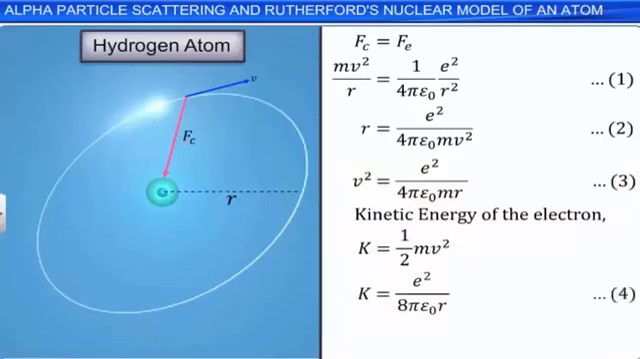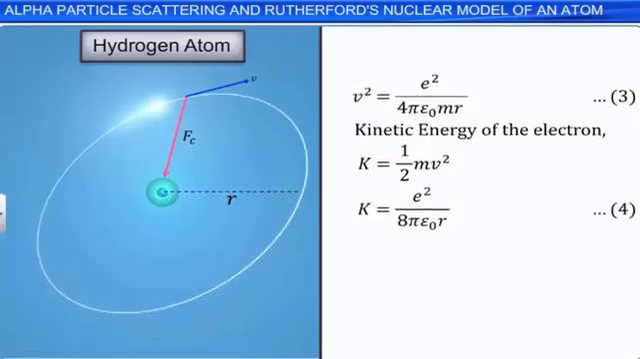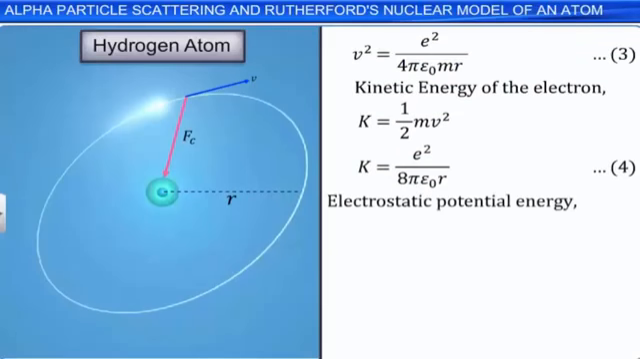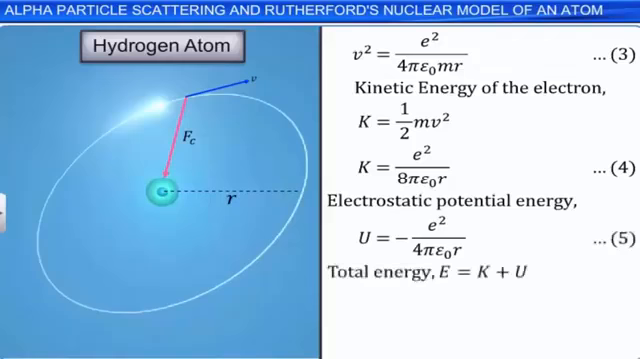The electrostatic potential energy of the electron, U, is equal to minus e squared by 4 pi epsilon naught r. Let this be equation 5. The total energy E of the electron in the hydrogen atom is equal to the sum of the kinetic energy K and the potential energy of the electron U.